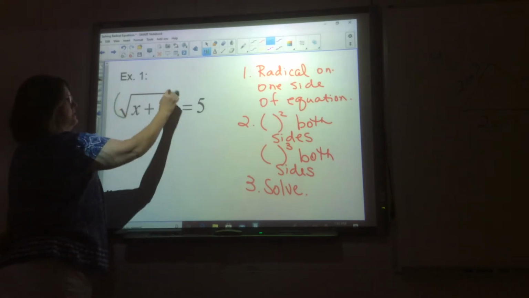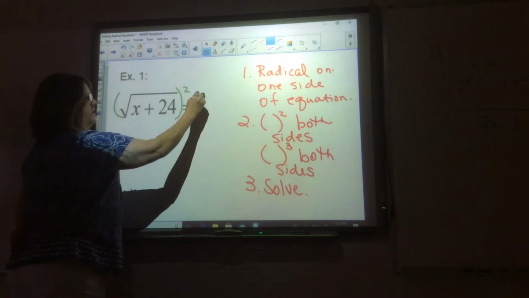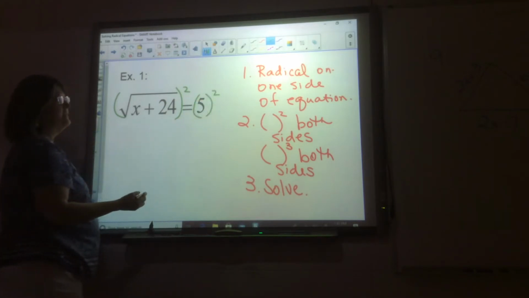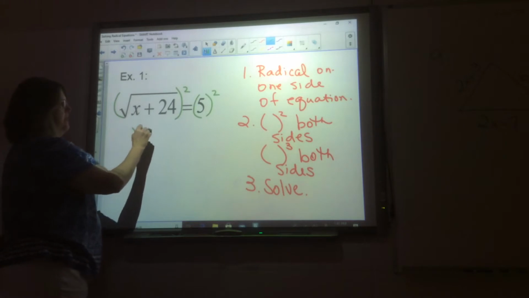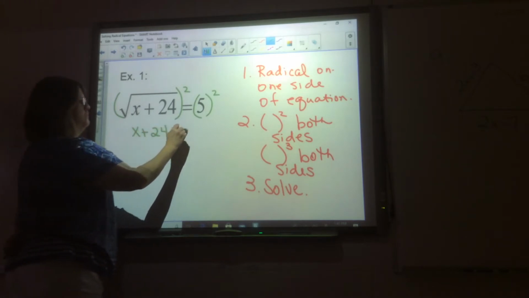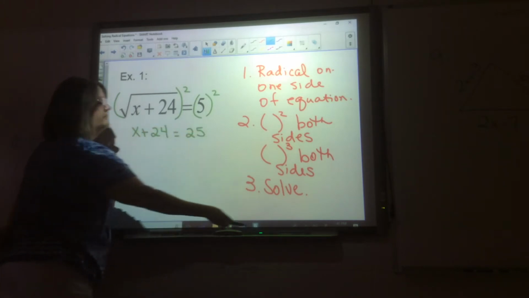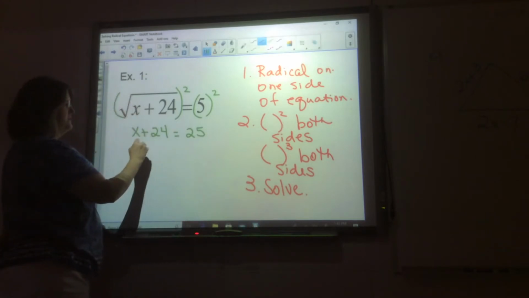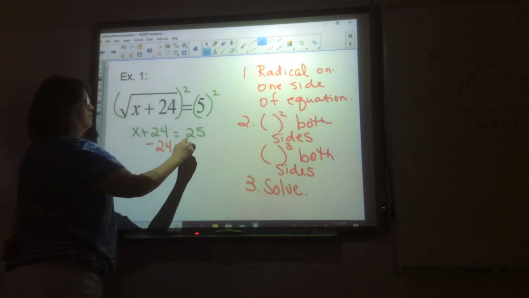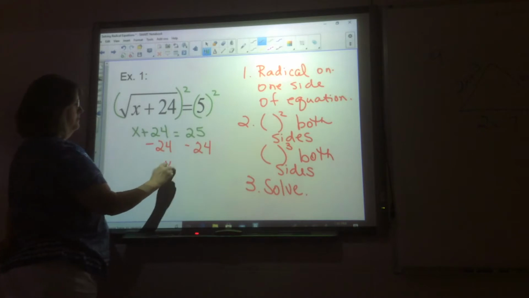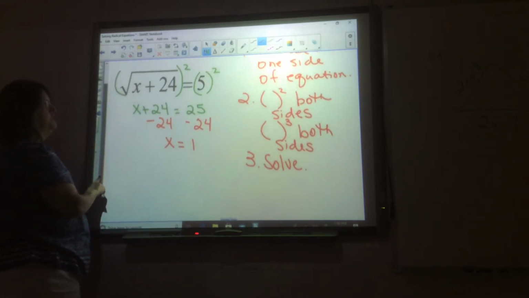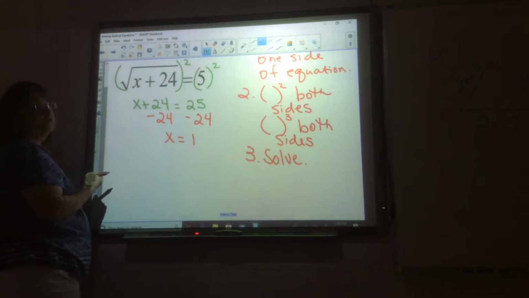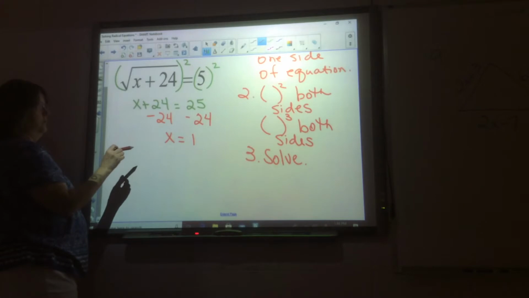So I'm going to begin by squaring that. And what that does is that removes the radical from the equation. So now I have x plus 24 equals 25. And I will solve this equation like I normally would. Now I have to check radical equations to be sure. In the standard it said be sure there are no extraneous solutions. That means solutions that will not work.